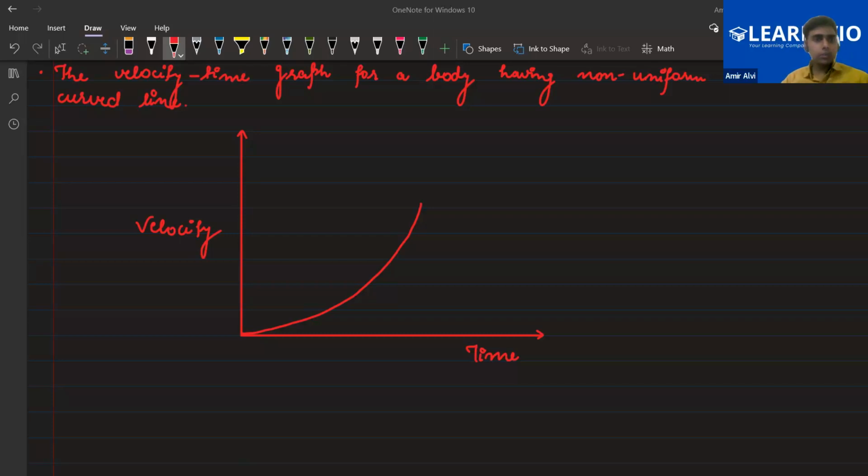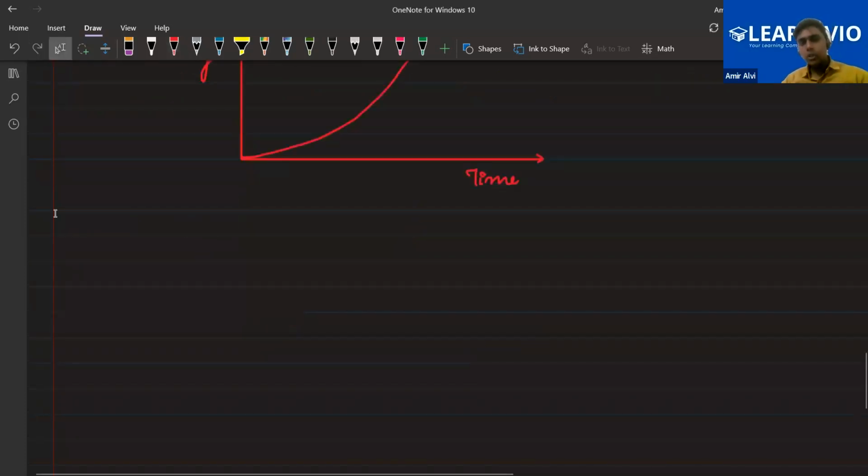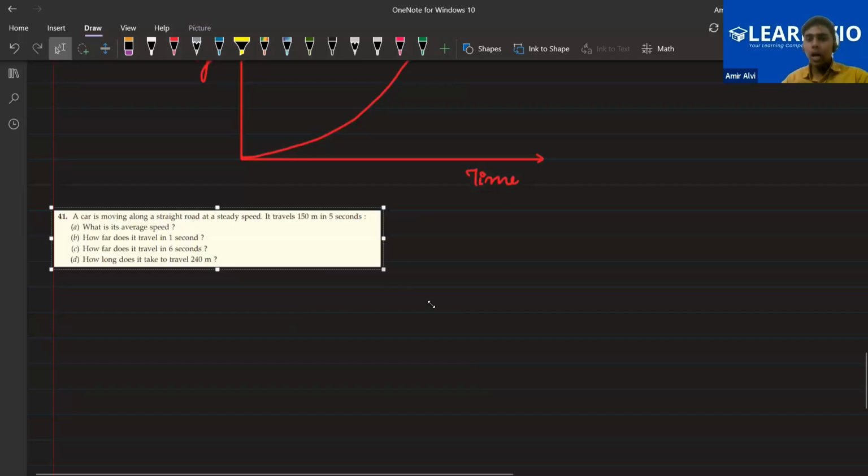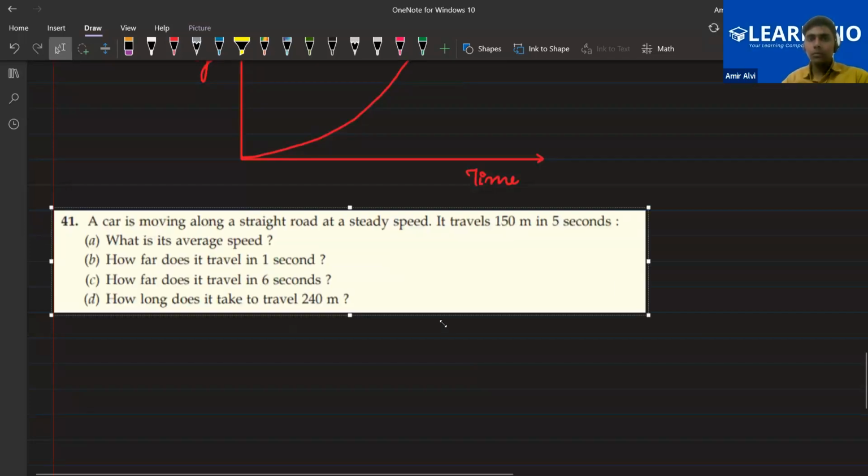Before that, I just wanted to check. Have you done the homework which I gave in the last class, everyone? How many of you have done those questions? I gave some questions as assignment homework, which you must have received in your app, on average velocity and speed. Please try this one question from the assignment itself, because some of the students have not done those questions. Then we'll start.